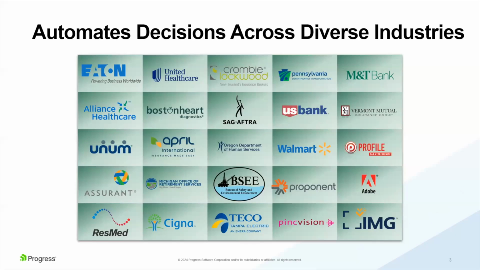As I said, Corticon is used in a broad range of industries. This is a sample of some of the customers who use Corticon. We are big in public sector. We do a lot with state agencies and with healthcare, health and human services. We have presence in other industries as well, finance, insurance. There's a broad range of companies and organizations that use Corticon to automate their critical business decisions.